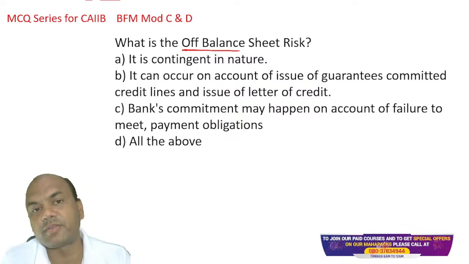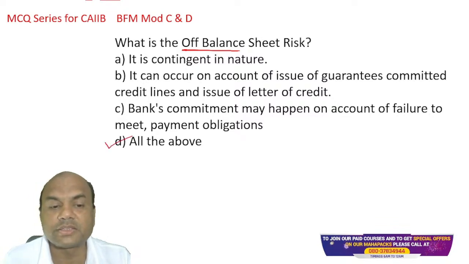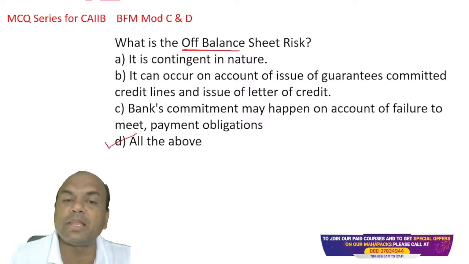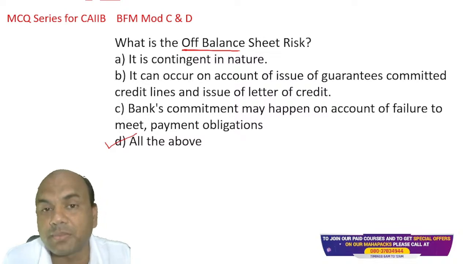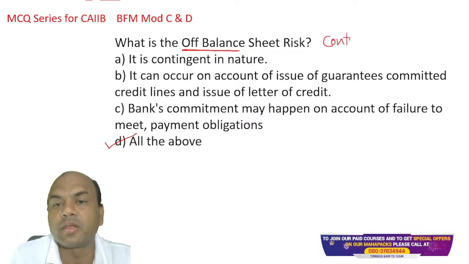The answer is D, all of these. Okay, all of the above. Remember, off balance sheet means what? Which is not shown in the balance sheet. What is not shown in the balance sheet? Contingent liabilities are not shown in the balance sheet.